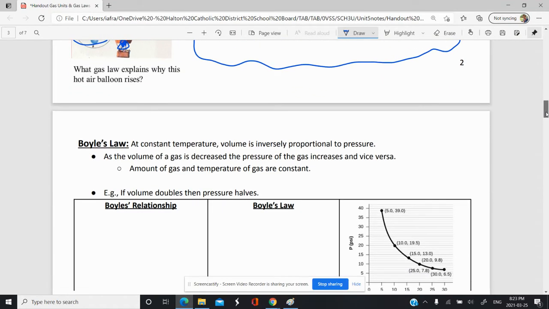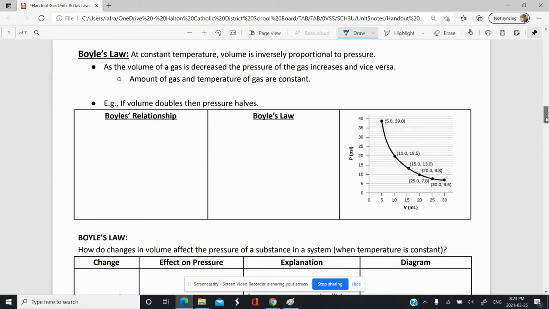In this video, we're going to take a look at the next gas law, which is Boyle's Law. Boyle's Law is different from Charles' Law in that this takes place at constant temperature. So this time the temperature is going to be staying the same. And we're going to be looking at what happens to the relationship between volume and pressure. Volume and pressure are inversely proportional to each other.